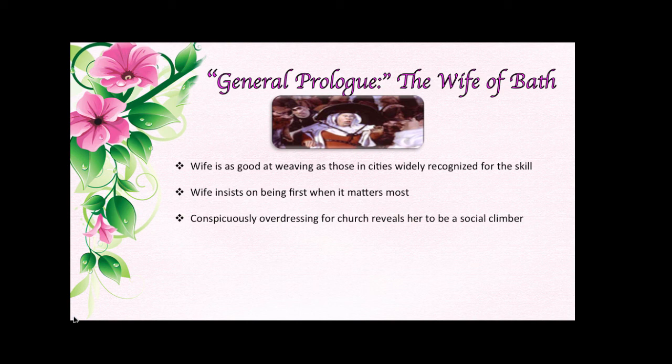After that, of course, Chaucer gives us a lot of detail about how the Wife of Bath dresses for church when she's at home. And Cooper says that her conspicuous overdressing demonstrates to the people in her community that she is a prosperous businesswoman. And also what Chaucer is telling us about her, according to Cooper, is that she's a social climber.